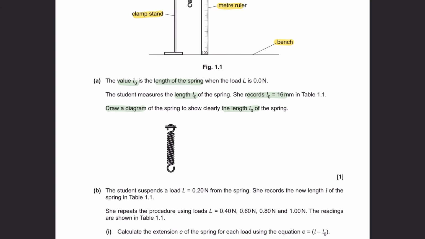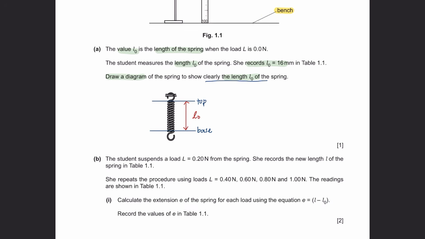Firstly, let's draw out the spring from the diagram. You are required to show clearly the length of the spring without any load. This means that you should measure from the top to the base without including the hook of the spring. This is the only part of the spring that will extend when the load is added, therefore we can label this as L0.